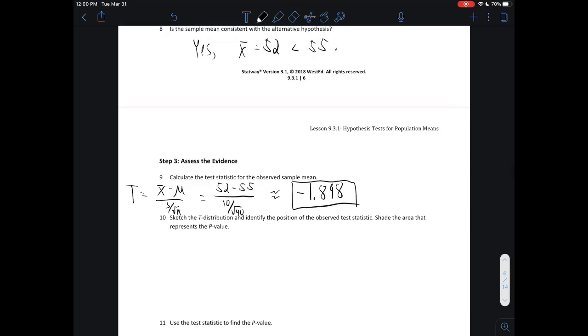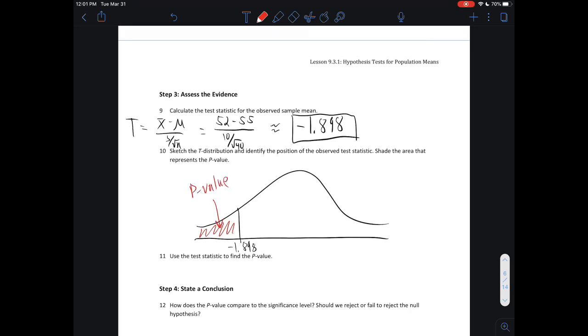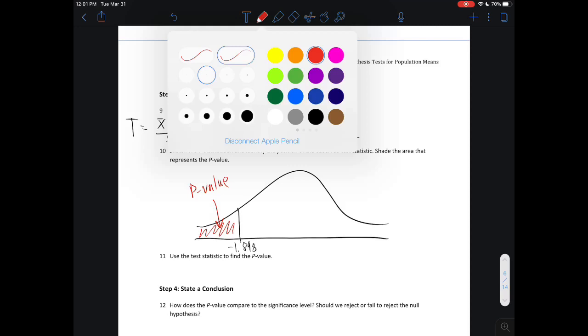Number 10, sketch the t-distribution and identify the position of the observed test statistic. Shade the area that represents the p-value. This time we have a test statistic that's on the left, negative 1.898. And since we have a left-tailed test, the p-value is the area to the left. And now we're going to calculate that p-value.